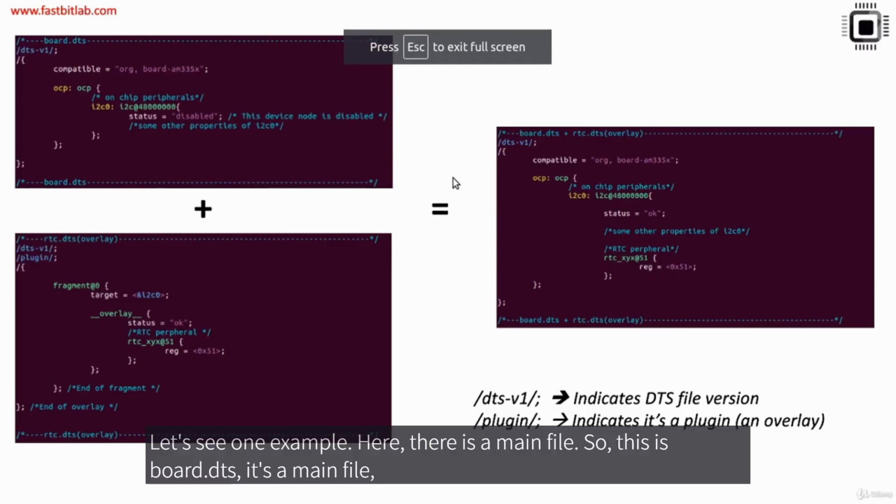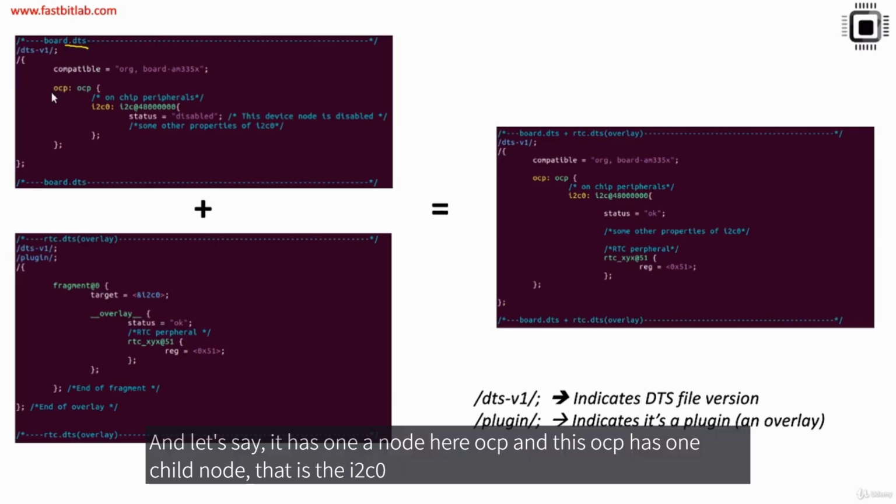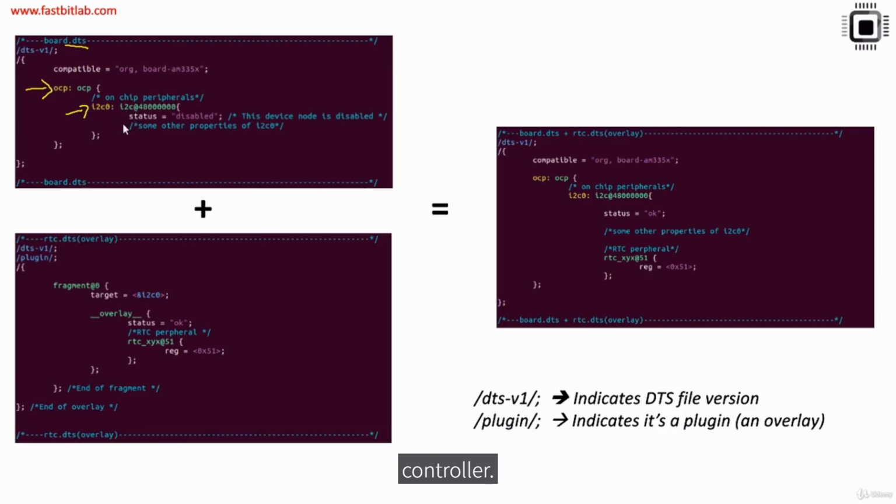Let's see one example. Here there is a main file. So this is board.dts. It's a main DTS file, and let's say it has one node here, OCP, and this OCP has one child node, that is the I2C0 controller. This is the on-chip peripheral of the SoC.